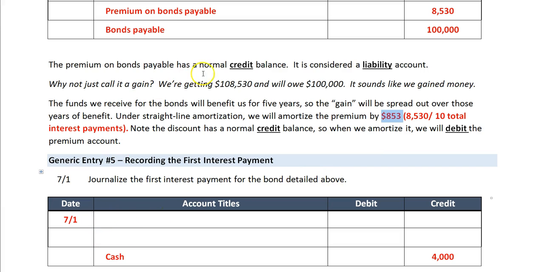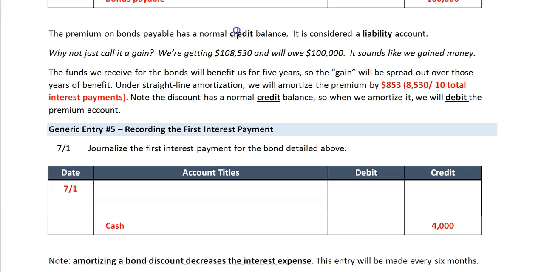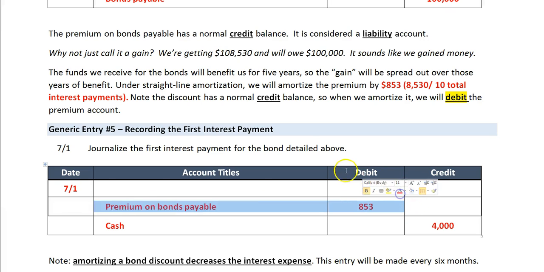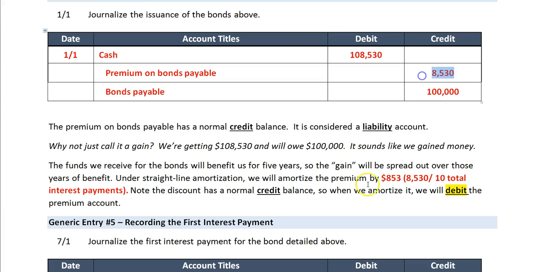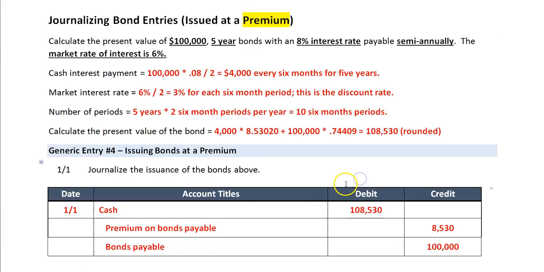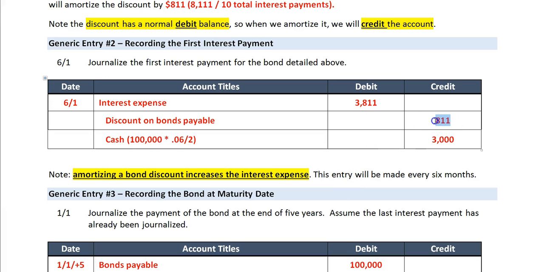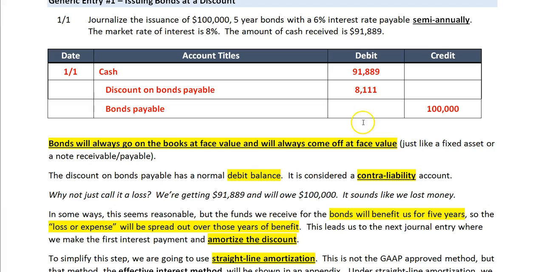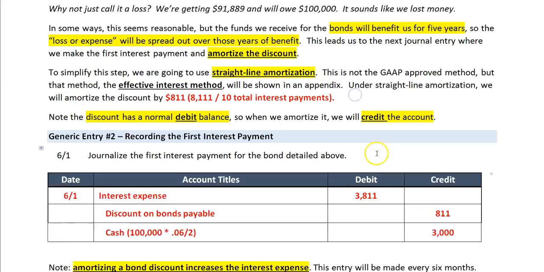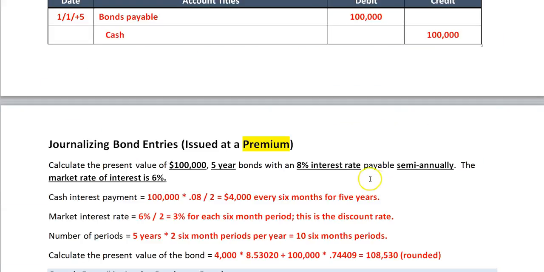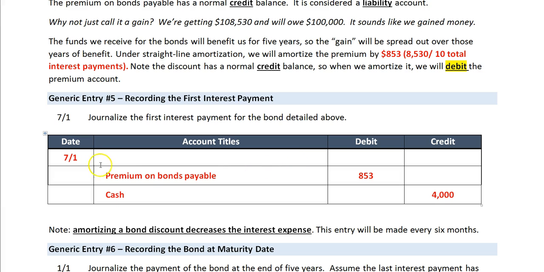But a premium has a normal credit balance. So in order to amortize it, we're going to do the opposite. We're going to debit the account. It's often useful to think we're doing the opposite. If we set it up as a credit, we've got to debit it to amortize it. And you can look at the opposite for the discount. If we set up the discount with a debit, we credit the account to amortize it. So we do the opposite to write it off.